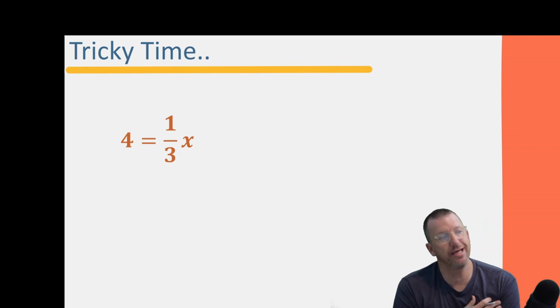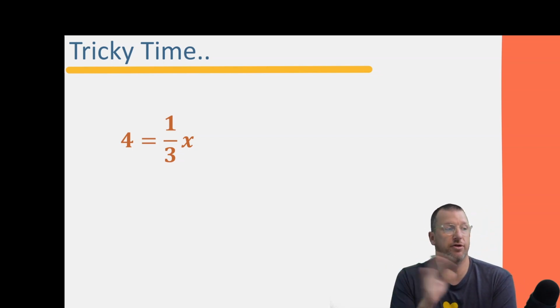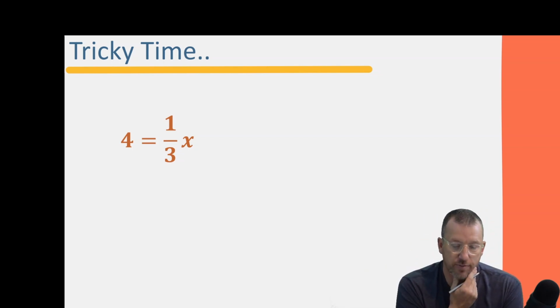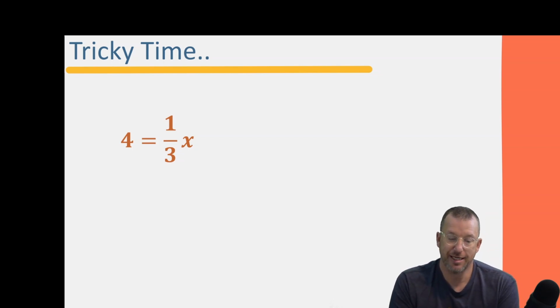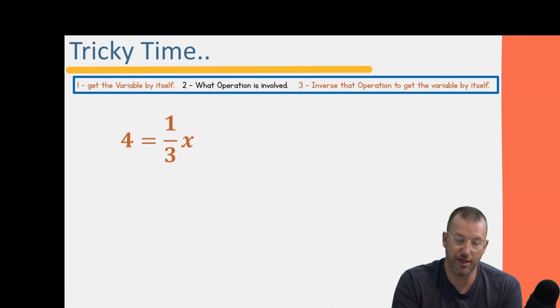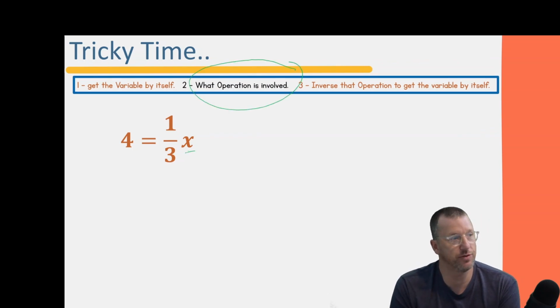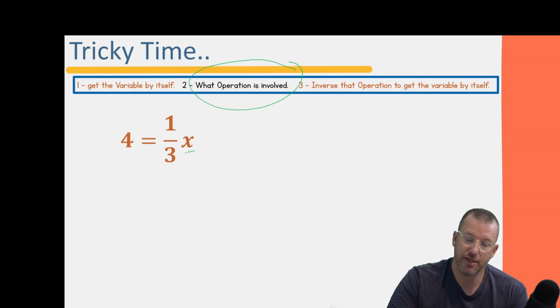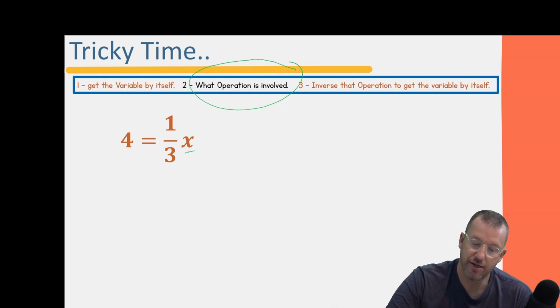Well, this isn't tricky. It just makes sure you understand if you're dealing with fractions, how you're going to solve this problem. Well, what are the rules? The first rule is we want to get the x by itself. All right, here's our x. And then we say what operation is involved. We have 1/3 next to an x. So that means it's multiplying, all right? So what's the opposite of multiplying? That would be division.